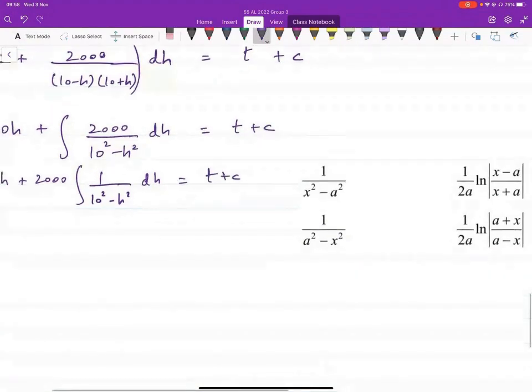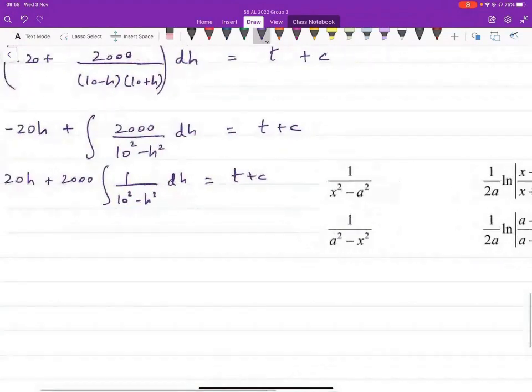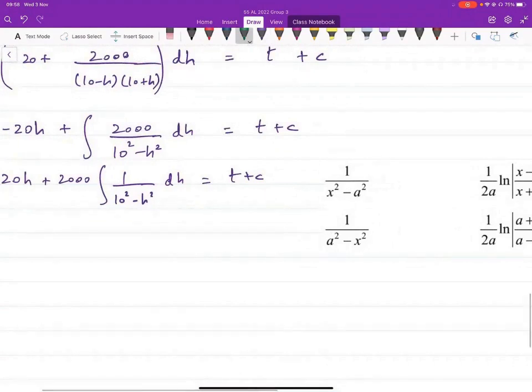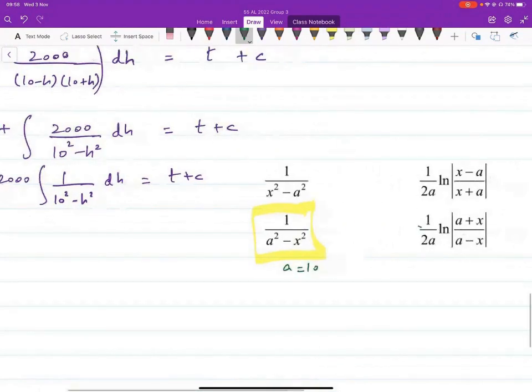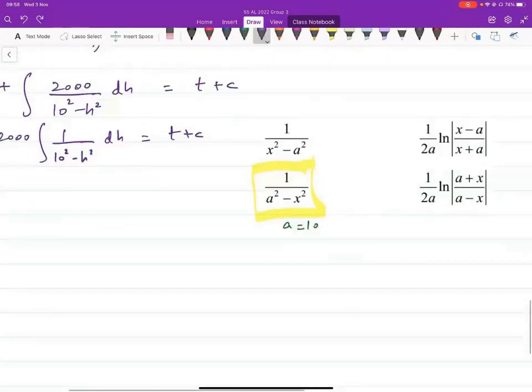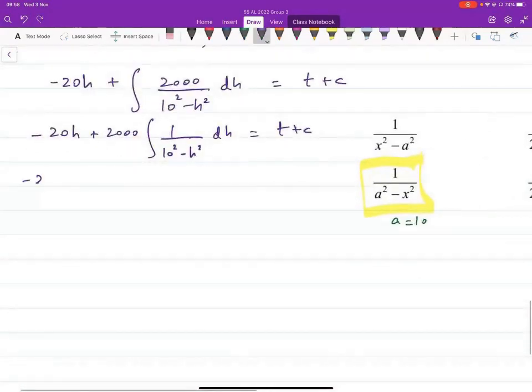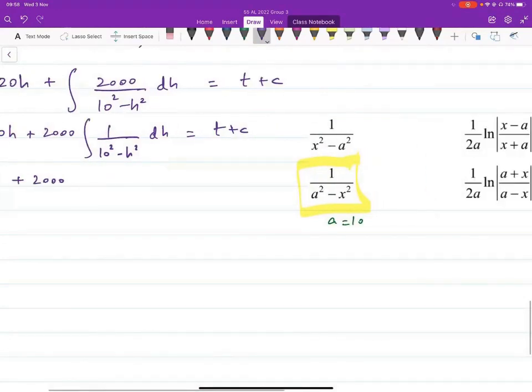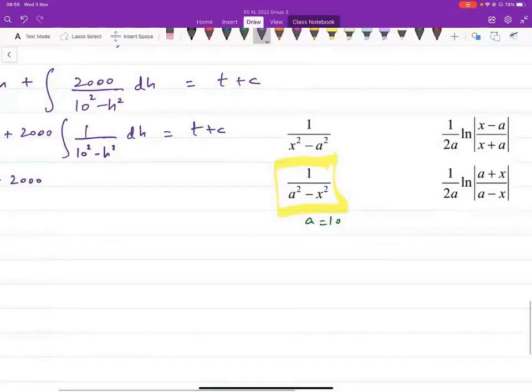Now this is that form exactly. जहाँ पे a की जगह क्या आएगा हमारे पास? We've got 10. So it's this form. In place of a, we have 10 now. इसका integral क्या है? It's just going to be this thing. You can write that directly. Okay. So this is minus 20h plus 2000 times 1 over 10 square minus h square. A की जगह 10 है. इस फॉर्म में बस a की जगह 10 इनपुट कर देना.